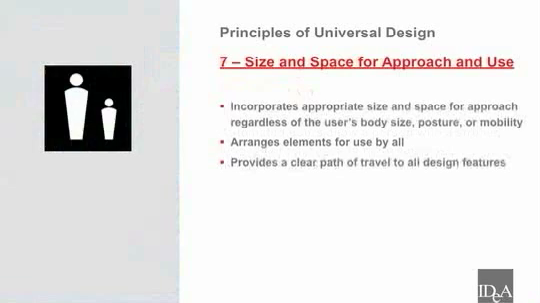And finally, the seventh principle of universal design is called size and space for approach and use. It incorporates appropriate size and space for approach, regardless of the user's body size, posture, or mobility. Elements are arranged for use by all, and provides a clear path of travel to all design features.